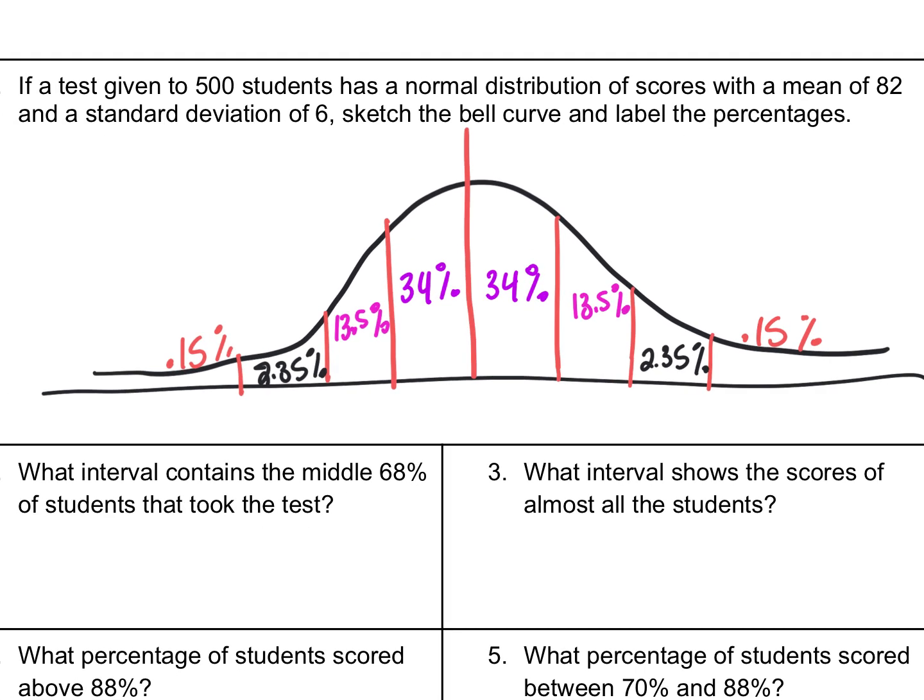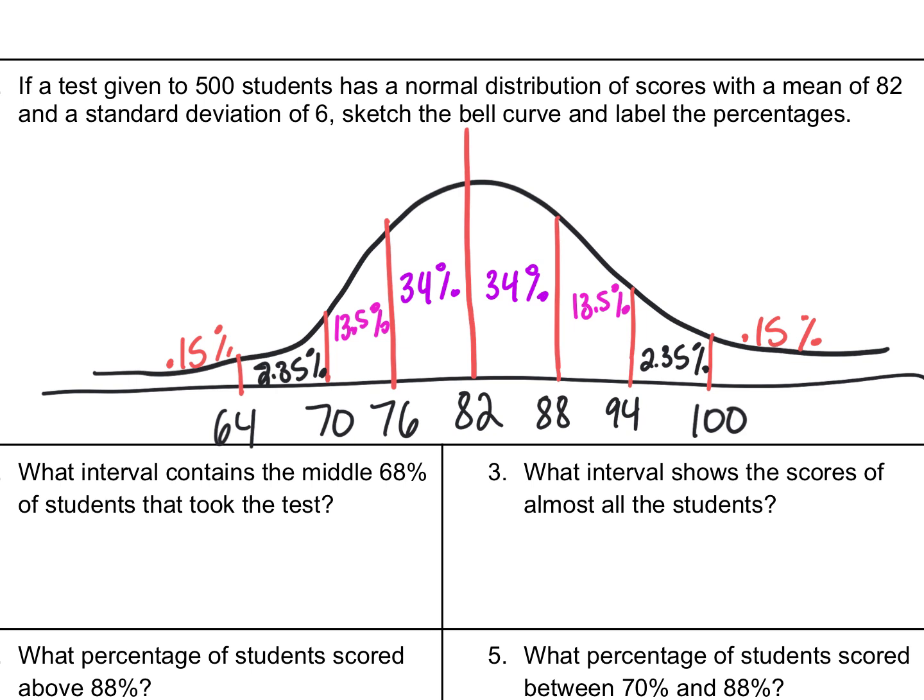And then I need to put my actual numbers in there. So my mean goes in the middle. What is that? 82. And give me the standard deviations going left of 82. What's going to be the first standard deviation to the left of 82? 76. And then 70 and then 64. Perfect. And then to the right of 82. 88, 94, 100. Perfection. There we have it.